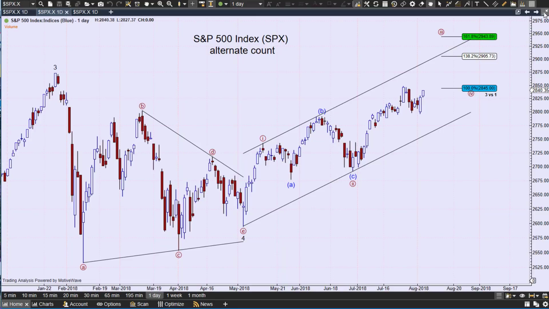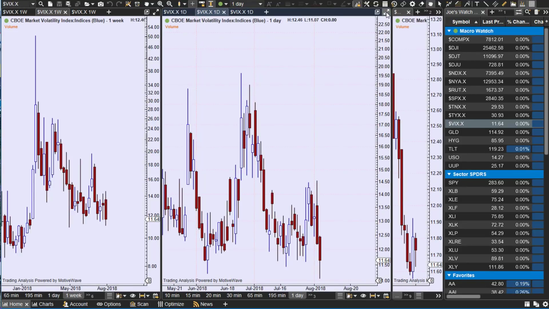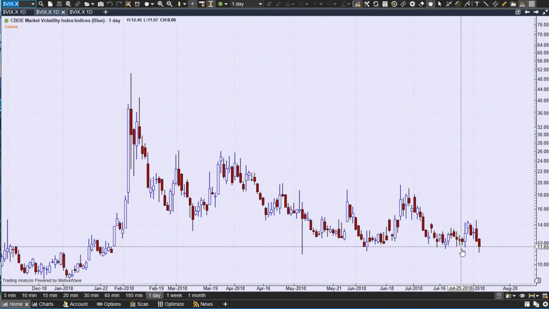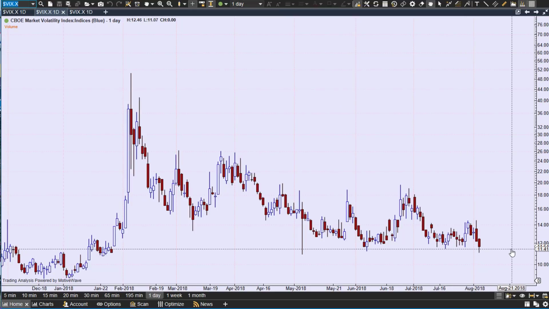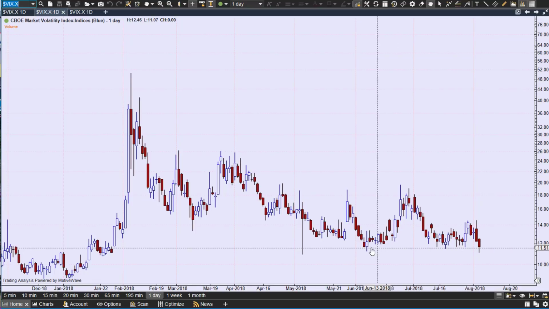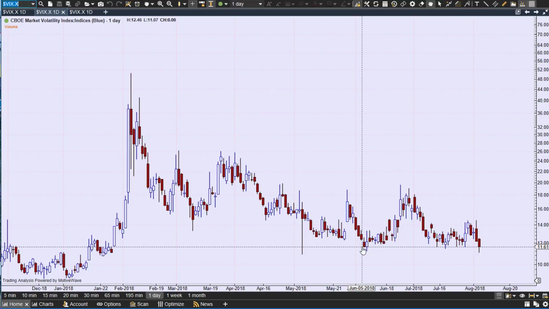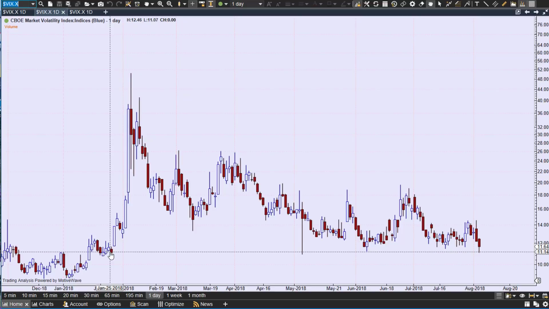Let's take a look at the VIX. What is the VIX telling us? The VIX is telling us that we're extremely complacent right now, and that's why I'm saying it's complacent again. We closed at 11.64 on Friday, and that's exactly where we closed on June 6th, 11.64. Those are the two lowest closes, the same close, but the two lowest instances since the peak back here on January 26th.